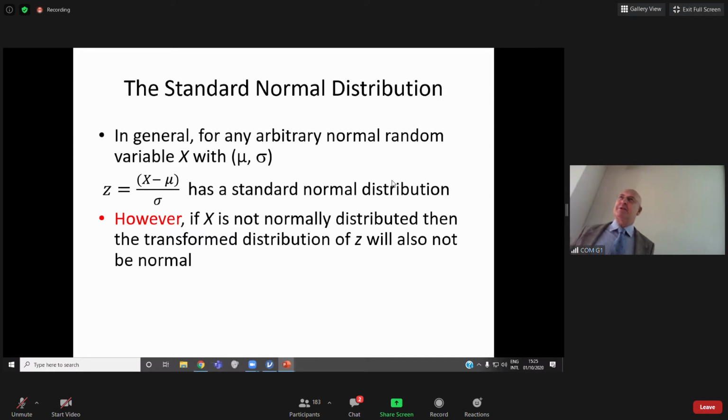If it's a little bit skewed, well, it's not going to matter too much. But if it's strongly skewed, positive or negative, then you will get wrong answers. So we need to make the assumption of normality.